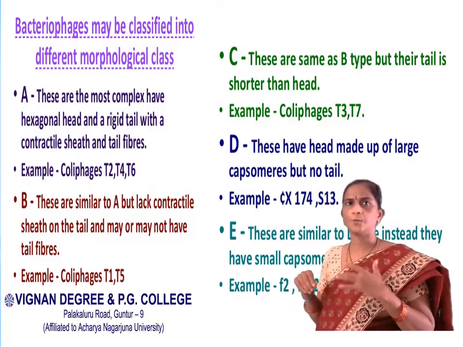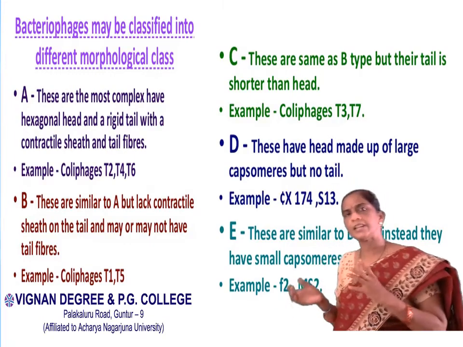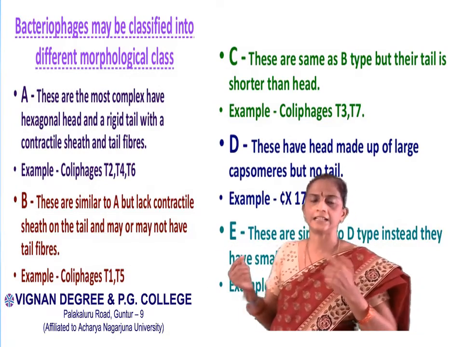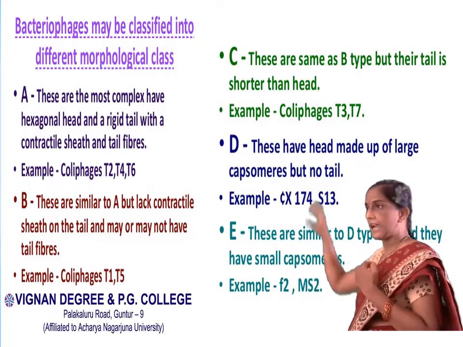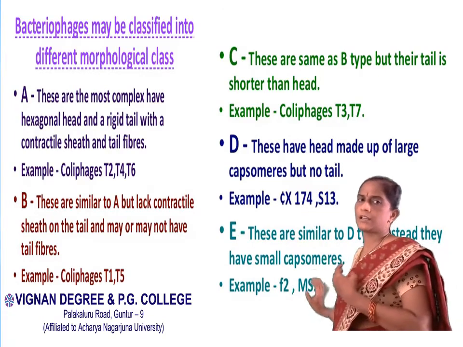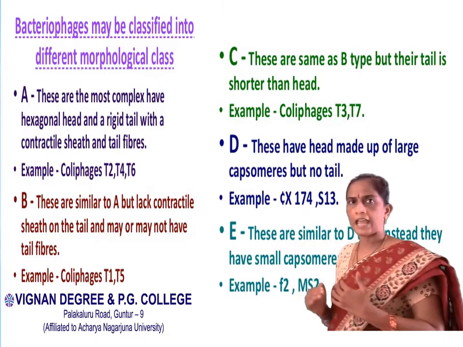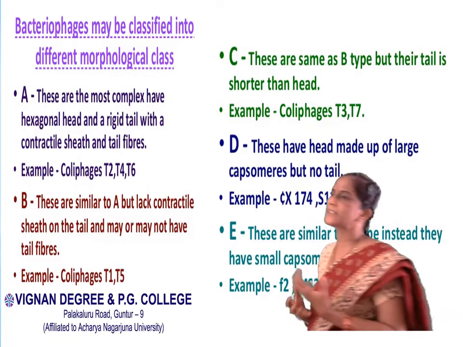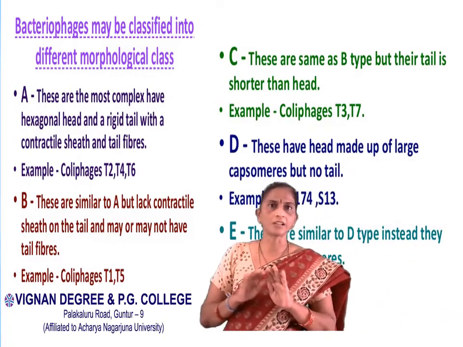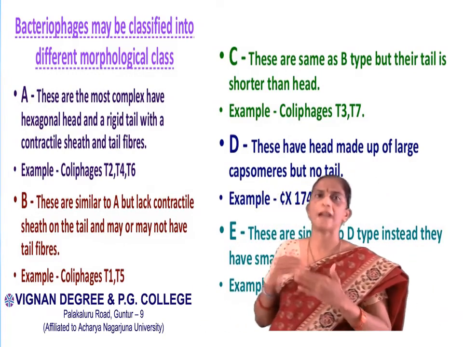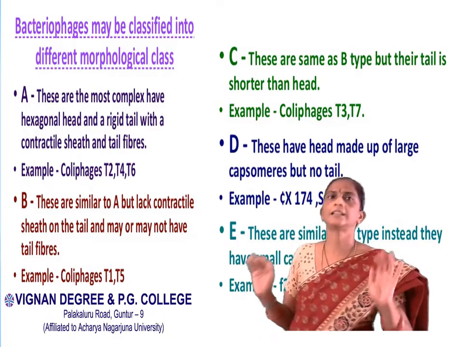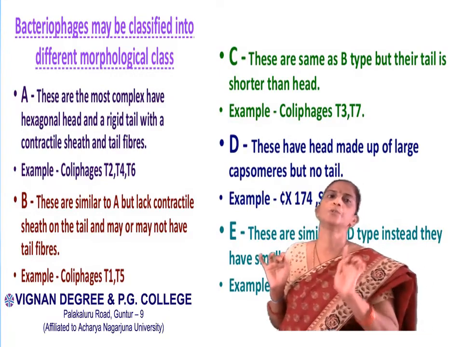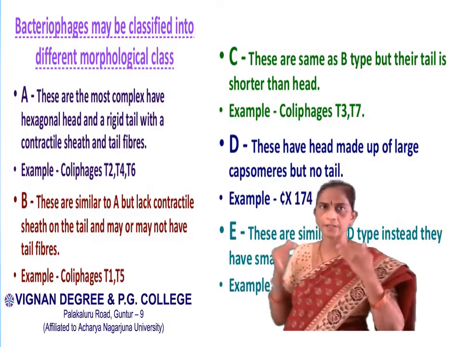Next, coming to the C group, these are the same as B type. They don't have any contractile fibers, but the tail is shorter than the head. The head is longer and the tail is shorter. Coming to the D group, the head is made up of large capsomeres, which are made up of proteins, but there is no tail. The D subgroup of bacteriophages does not contain a tail. An example for this is phi X174, which you know from your intermediate. Next, coming to the E group.